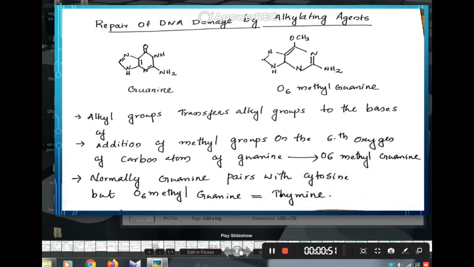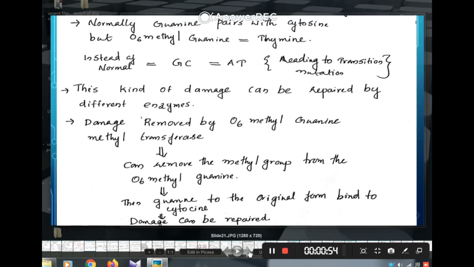That means a transition mutation takes place here. Instead of the normal GC pairing, it leads to a transition mutation. This kind of damage can be repaired by different enzymes. The damage is removed here by O6-methyl guanine methyl transferase, which removes the methyl group from the O6-methyl guanine.